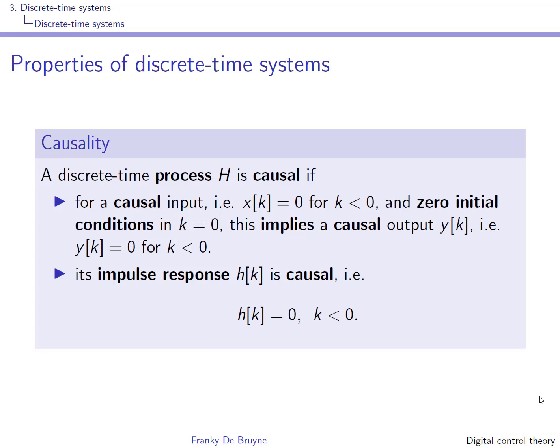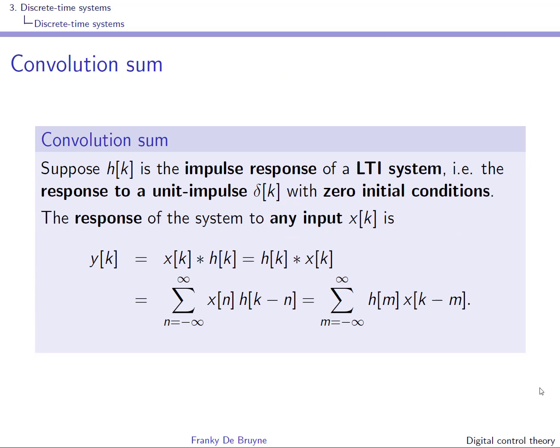We have seen that for continuous time systems, if the system is linear time invariant, we can describe it by its impulse response, that is the response to a Dirac impulse with 0 initial conditions. Once you had the impulse response, you could compute the response of the system to any input x of t using the expression y of t is the integral from minus infinity to infinity of x of tau h of t minus tau d tau. This is the convolution integral, so it's the convolution of the impulse response and the input signal. Well, you have something very similar in discrete time.